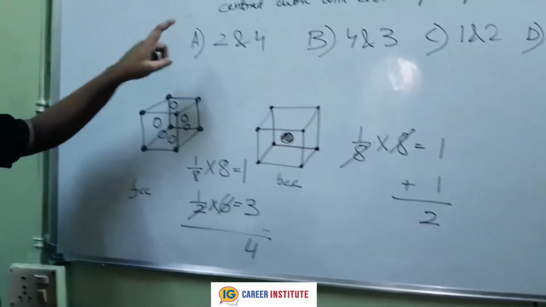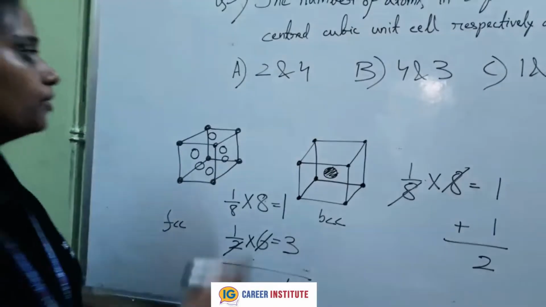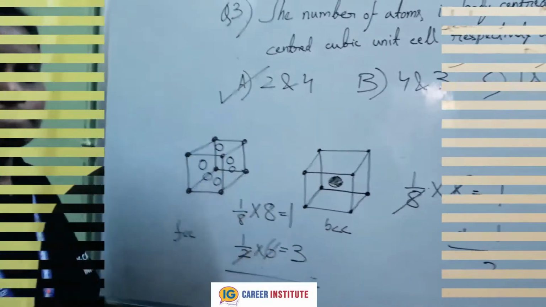Now which is the correct option? That is 2 and 4. So the correct option is A.